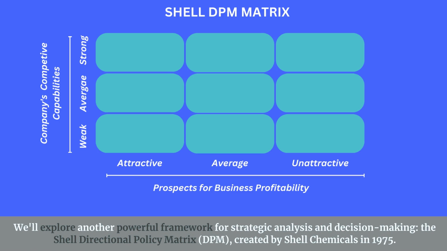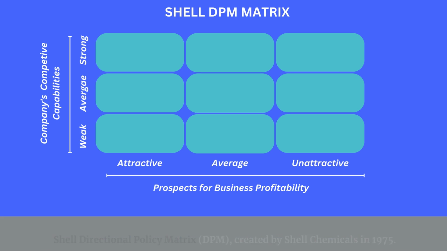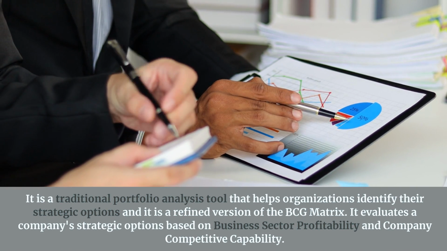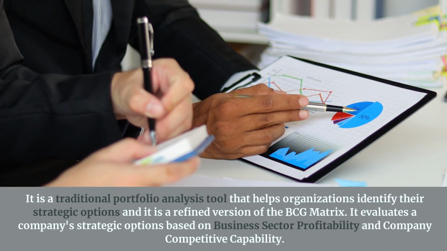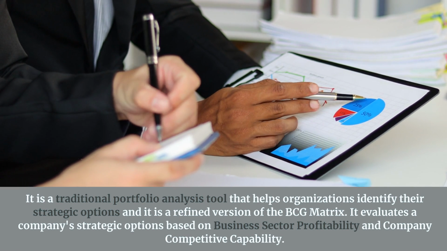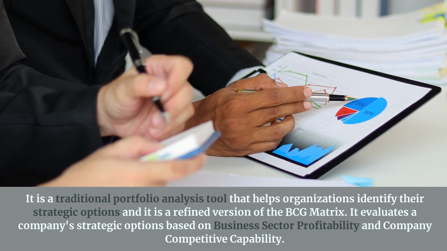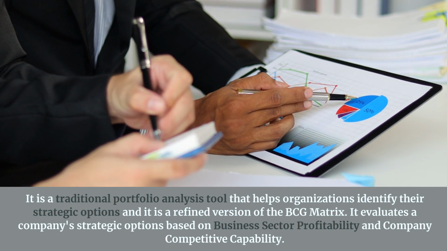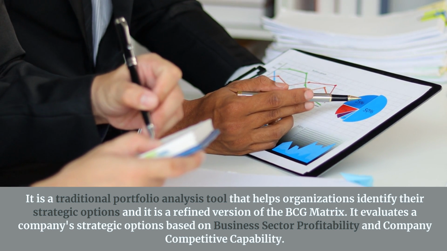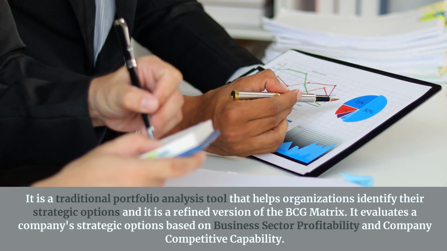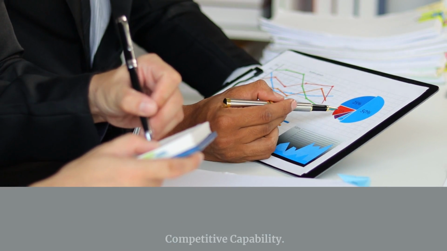We'll explore another powerful framework for strategic analysis and decision-making, the Shell Directional Policy Matrix, DPM, created by Shell Chemicals in 1975. It is a traditional portfolio analysis tool that helps organizations identify their strategic options, and it is a refined version of the BCG Matrix. It evaluates a company's strategic options based on business sector profitability and company competitive capability.